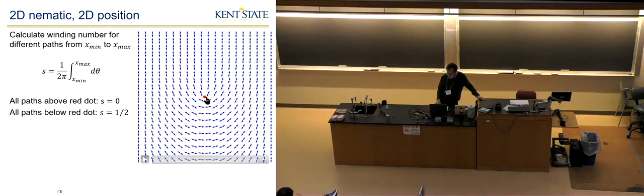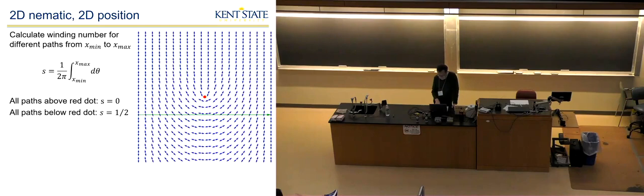So I can do this winding number calculation for any path going from the left to the right, okay? So if I start with any path that goes below the red dot, you can recognize that here the director is rotating through pi radians in a counterclockwise direction, right, going from left to right, okay? So the winding number here is coming out to be a half. It's still a half.